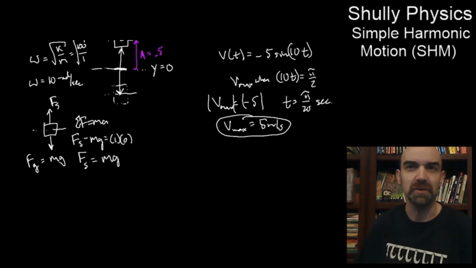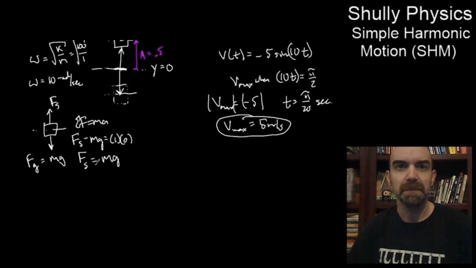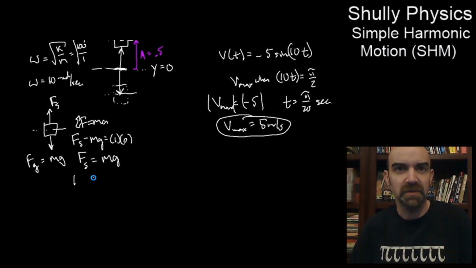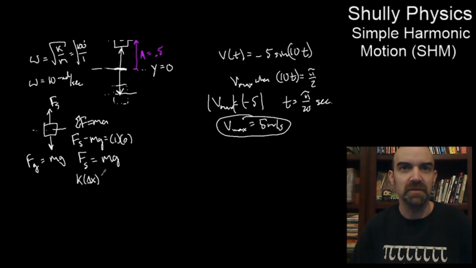Okay, so how far is that spring stretched? Well, if the spring constant is 100, I'm going to go ahead and put the kx here. So k delta x is the quantity of that spring force, equals mg. Mass is 1, g is 9.8.